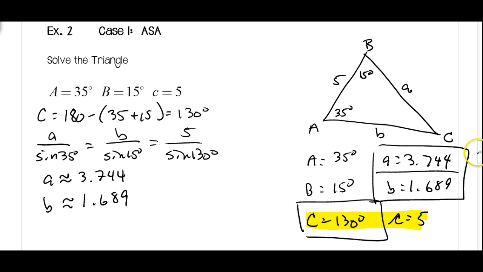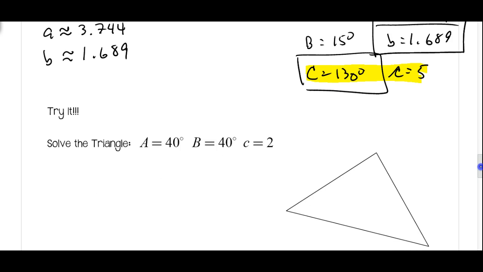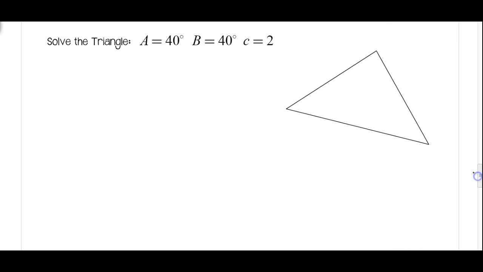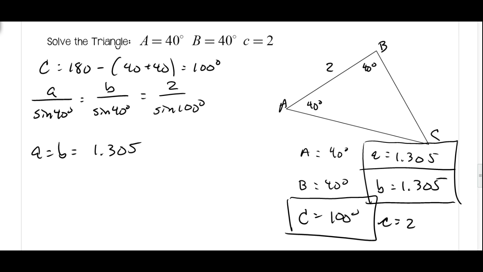Alright, and then last example for the notes here. Go ahead and give this one a try. Again, pause the video, and when you restart it, the answer will come up. Alright, so here's the solution for the last example for this video. And notice since two of these sides are both 40, we've got an isosceles triangle. So the two sides that I found over here, they should be congruent, since we're using the same ratio over here. And you should have gotten about 1.305 for both of the sides.